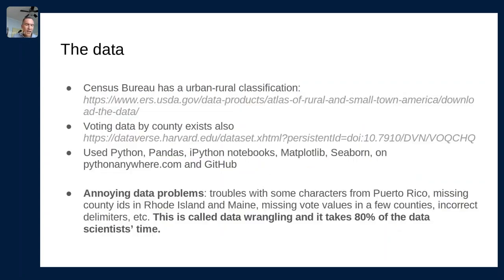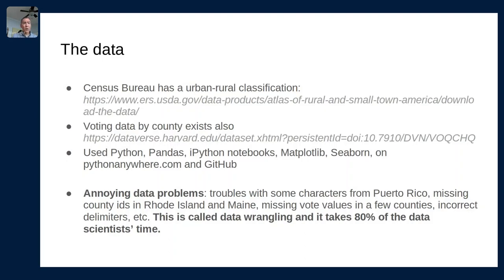Okay, so then you can say, obviously they made these maps, so there is some sort of data. And it turns out there is data that you can get pretty easily from two different places, one on the urban rural and the other one on voting. And then I use pandas and Python code, IPython notebook. And then I use some graphing libraries, matplotlib and seaborn. And I did this on pythonanywhere.com and GitHub.